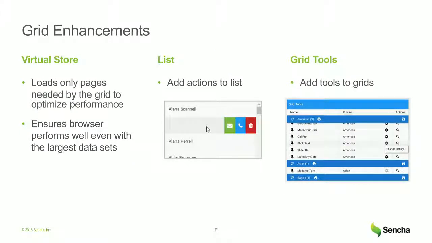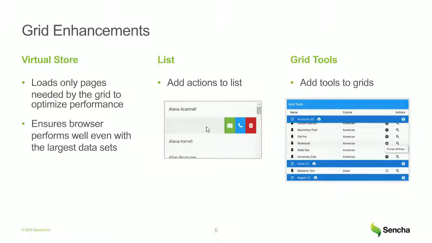Additional grid enhancements are, as I mentioned earlier, we have the virtual store. It serves the same purpose as the buffered grid in the classic toolkit, meaning that it loads only the pages that are needed by the grid at the given time. So if your grid is looking at a data set that might be millions of records long, it'll only pull down the page that's actually being displayed within the browser or within the grid at any given time.